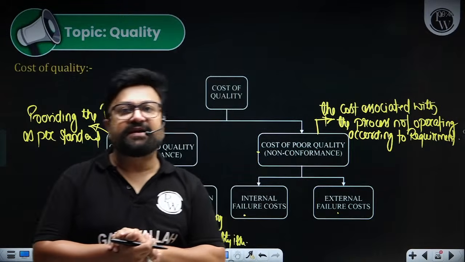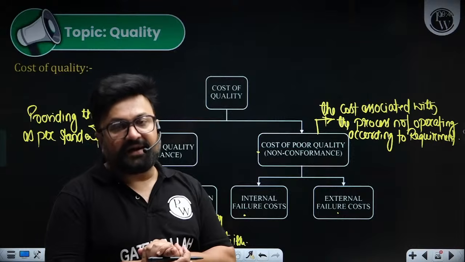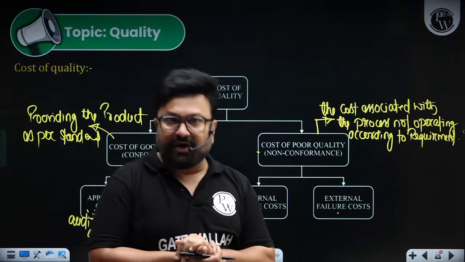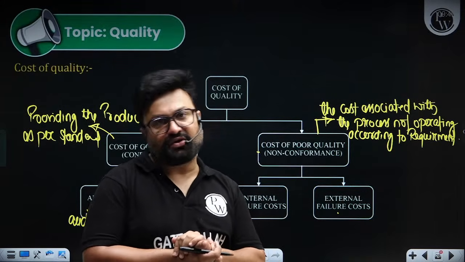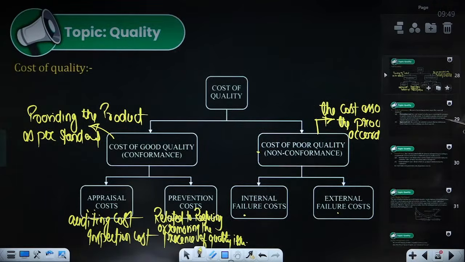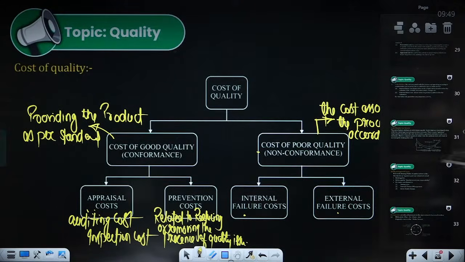After delivery, a failure cost may arise. If the product fails, it will be covered under warranty cost, guarantee cost, or inspection cost. So that's it here. Types of cost are covered here.